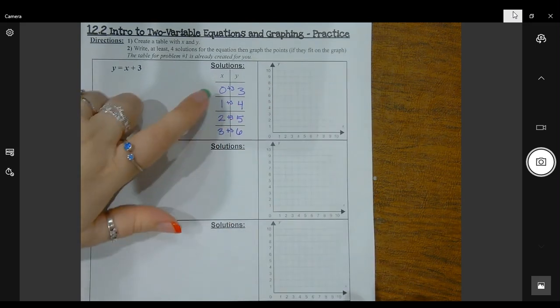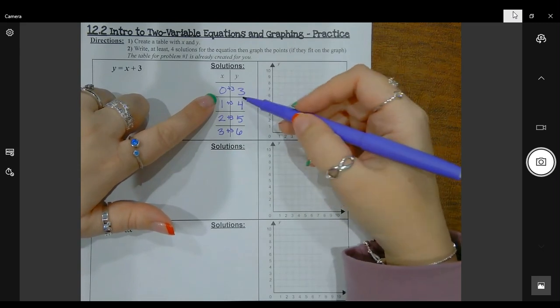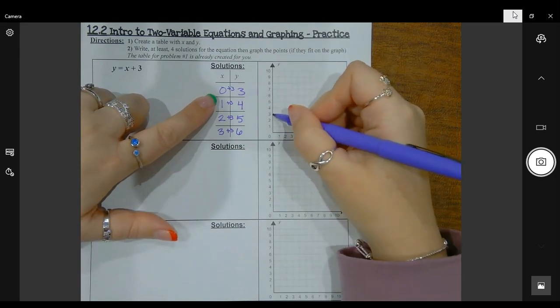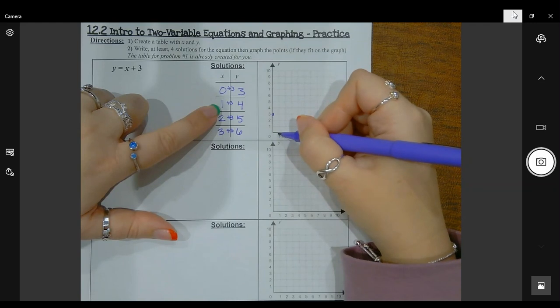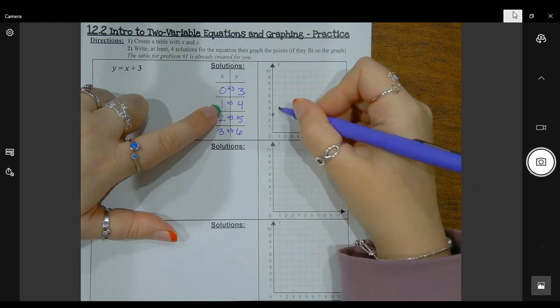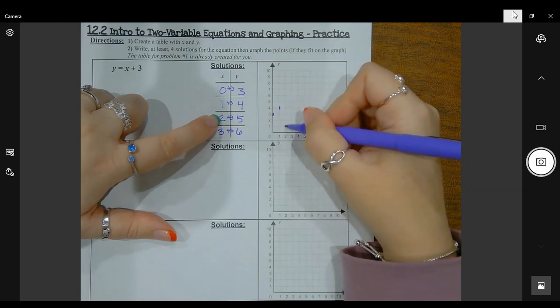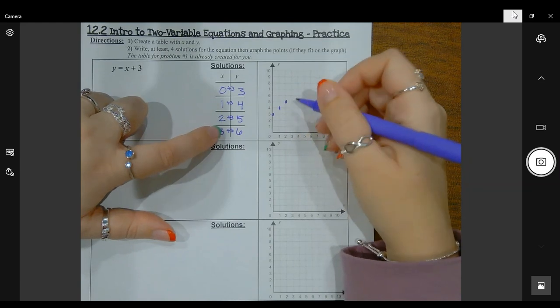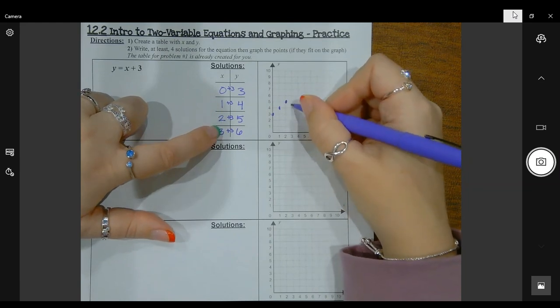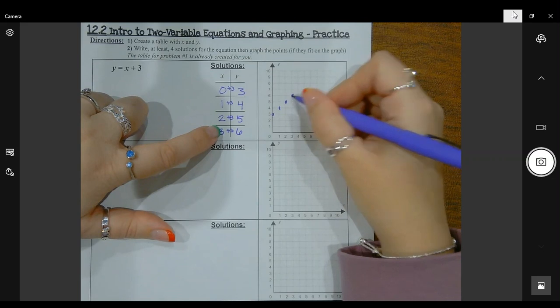What that means is when x is 0, y is 3. When x is 1, y is 4. When x is 2, y is 5. And when x is 3, y is 6.